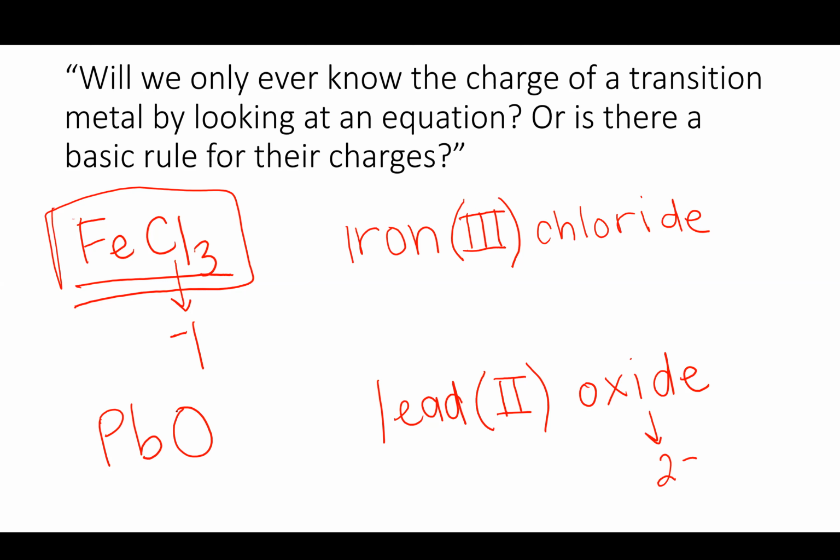If lead was only 1+, if there's only a 1 in the parentheses, then we would need 2 leads to balance the oxygen. And so you'll know the charge of a transition metal either by looking at the formula, like on the left here, or because it's given in parentheses by the Roman numeral. That tells you the charge of the transition metal.